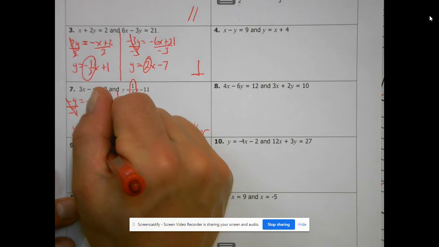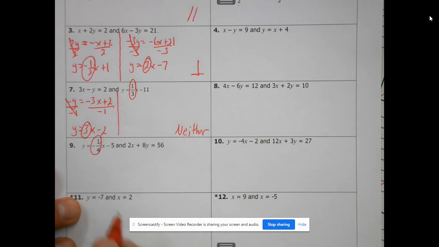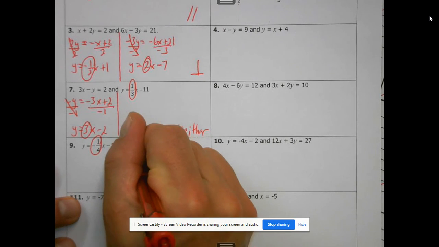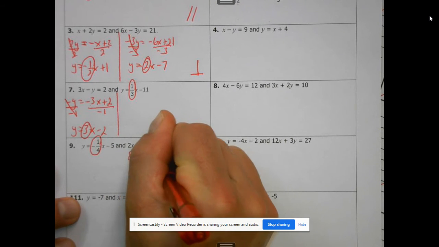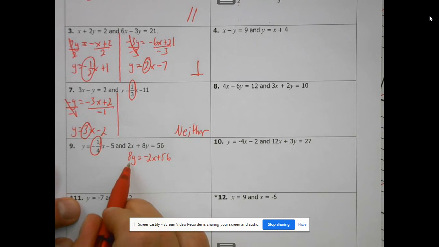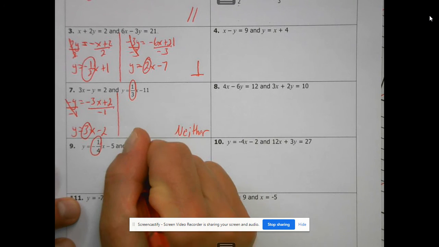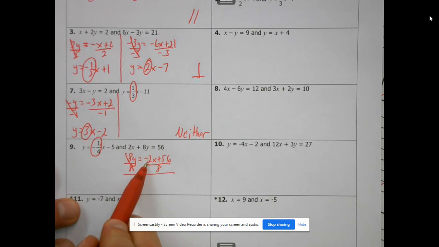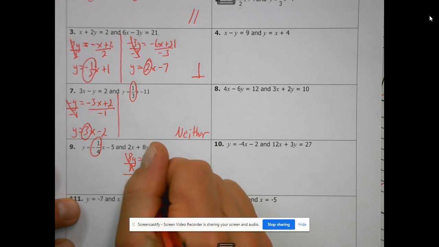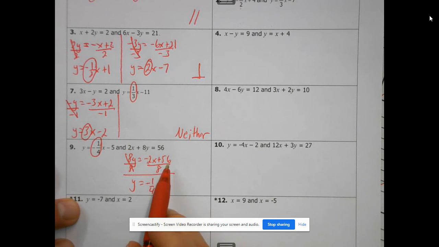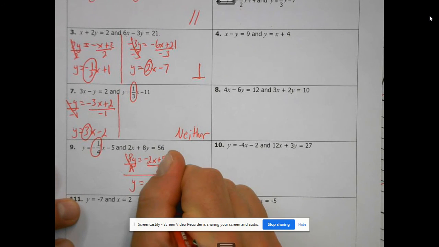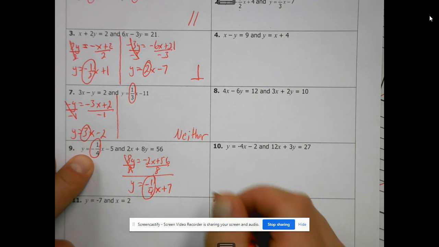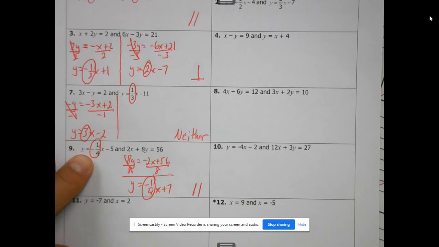Number 9. Slope of the first guy is negative 1/4, but here we gotta do some work. Subtract the 2x to the right. Divide both sides by 8. Negative 2 over 8 reduces to negative 1/4. 56 over 8 is 7. This slope is negative 1/4. That slope was negative 1/4. They're the same. Parallel lines.